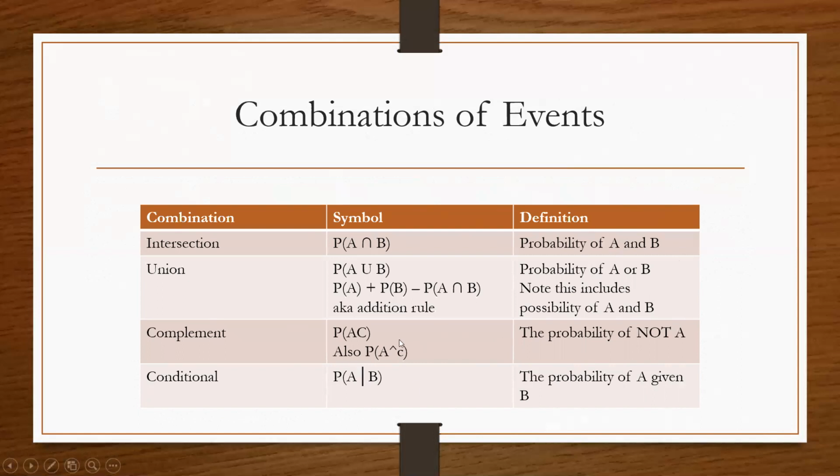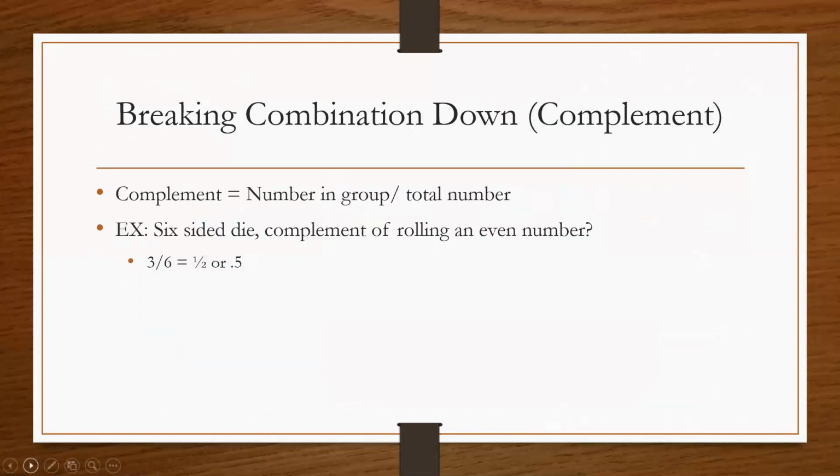If you're going to look at complement, it's the probability of not A. Just imagine a circle in a box, and that circle is A, and everything else is not A. Then conditional is the probability of A given B. This one doesn't really fit into that Venn diagram category, but basically it's saying how likely A is to happen if B is present. I'm going to dive a lot more deeply into this so that you can understand a little more.